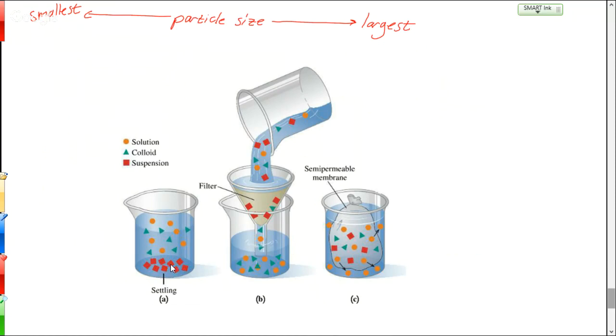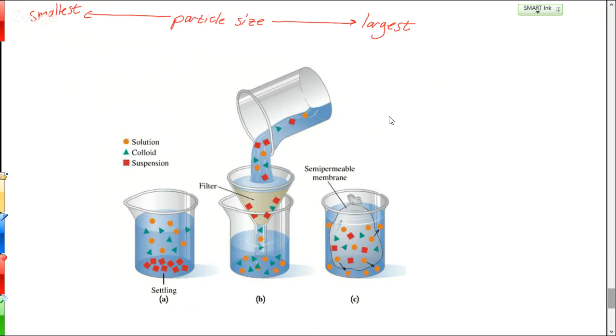If you set those all together in some water or whatever, and you let it sit, the suspension particles will settle down to the bottom. The other two will stay in solution, stay suspended. If you filter them through a filter paper, like a coffee filter or something, same thing. The suspension particles get caught in the filter. Everything else makes its way through.